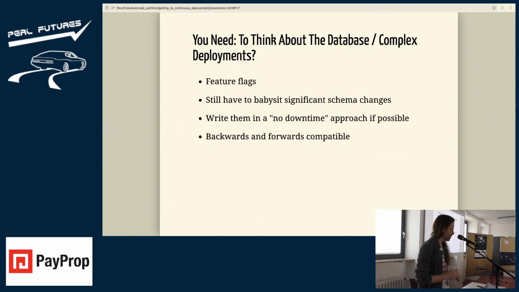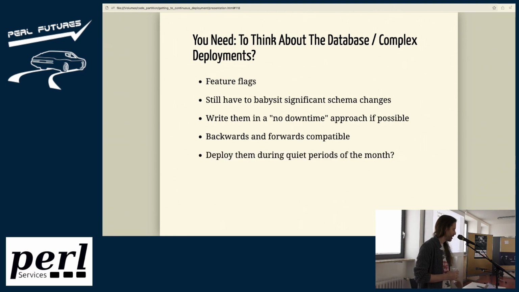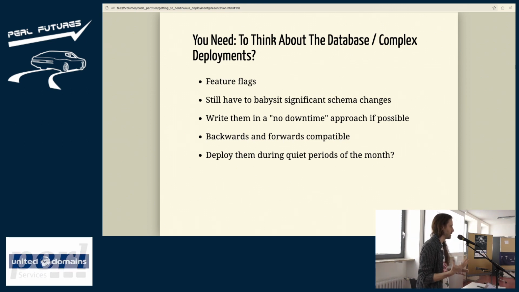And one way we do this is to try and make them backwards and forwards compatible. And then when we're happy that everything is fine and working and the feature's switched on, we can remove the backwards bit, which doesn't always happen. And then we try to deploy them during the quiet periods of the month. As I said, our traffic patterns are very specific. So we know that in the middle of the month, on a Wednesday morning, the traffic is 20% of what it would be at the end of the month. So the risk is lower, basically.